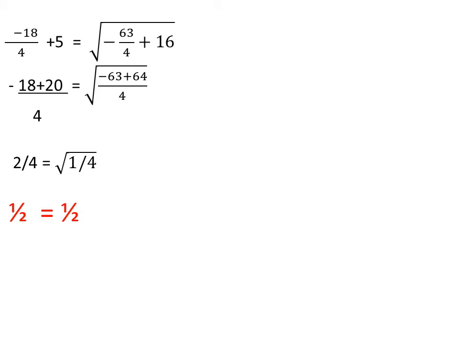Here we can observe that left hand side equal to right hand side. It means that when the value of x is minus 9 by 4, it will give us a true result. It means that minus 9 by 4 is also the root of the given equation. So we can write both these values of x in our solution set as minus 1 and minus 9 by 4, because when we put both these values in the given equation, it will give us true result.